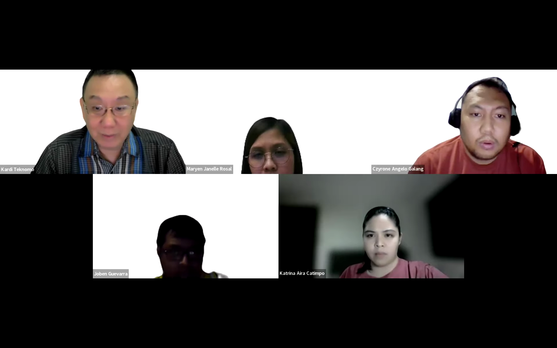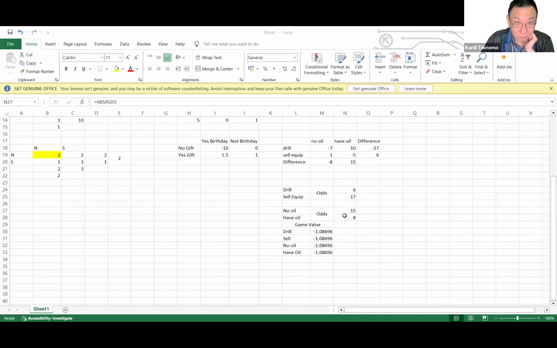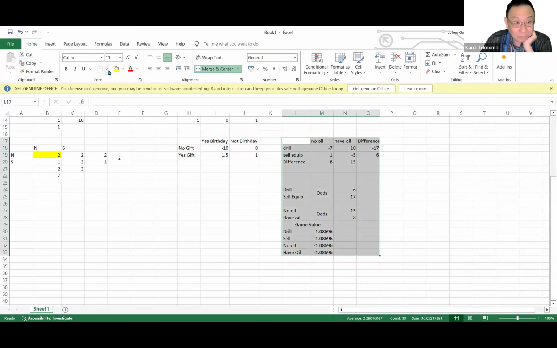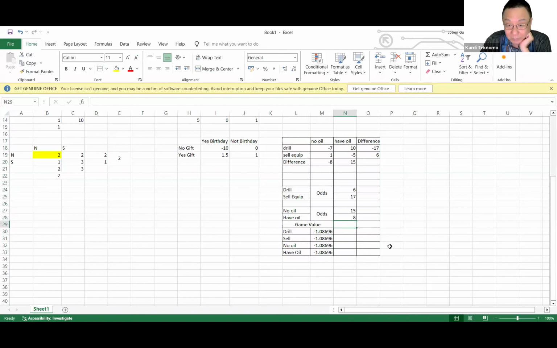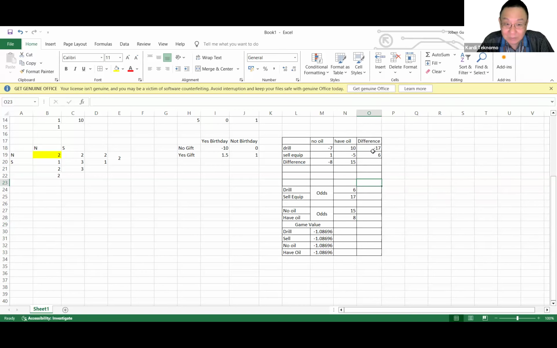Yes, Joven, you can share your screen. Okay, which one you want to show? Okay, so this is the value. The oil company, yes. Yes, sir. So exactly the same value, yeah. Sir, yes. I first get the difference per row then per column. And then I get the odds by getting the absolute values and reversing it.